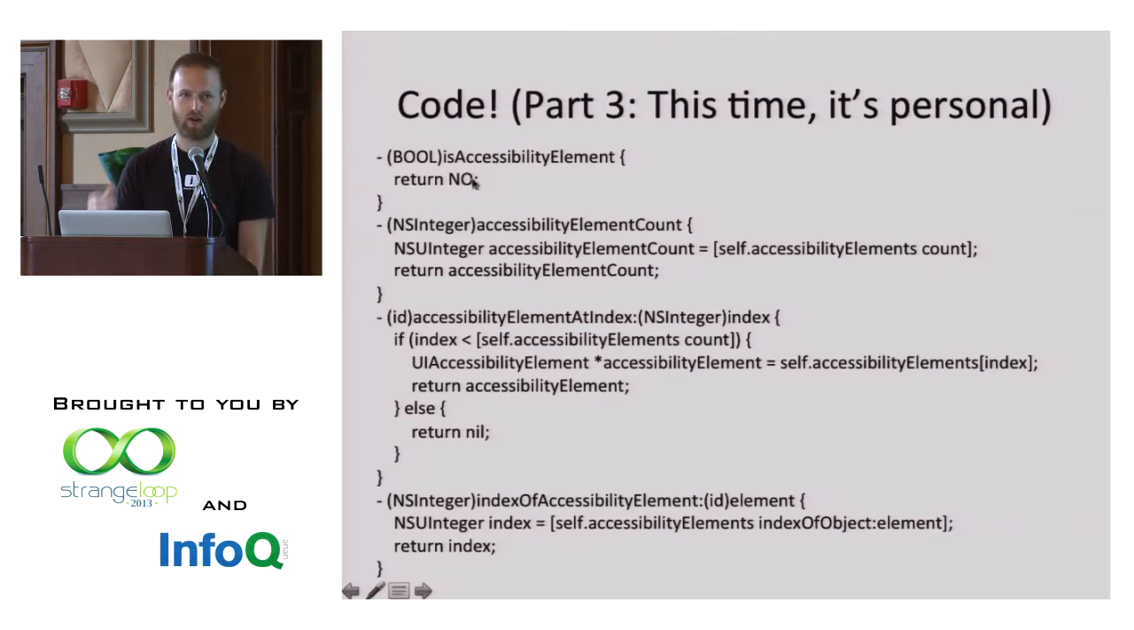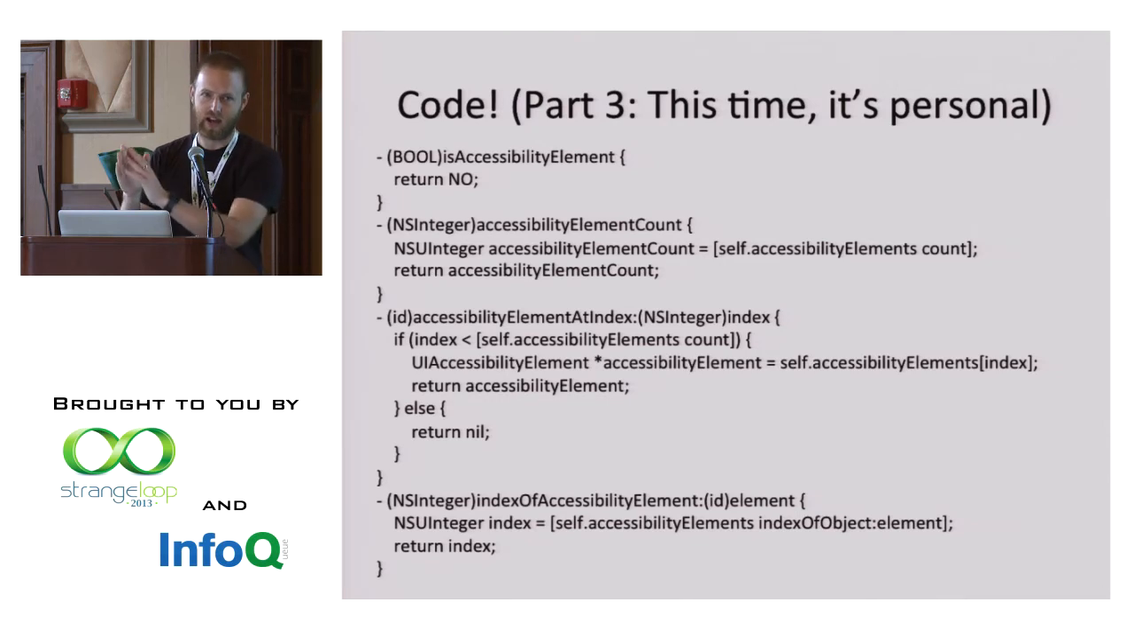Again, as I mentioned before, UIAccessibilityElement is the leaf of the accessibility DOM tree, and what that means is that none of the accessibility containers can themselves be accessibility elements. If your accessibility container is an accessibility element, then VoiceOver will not navigate any further down trying to find child accessibility elements. Then these next three methods are really pretty simple.